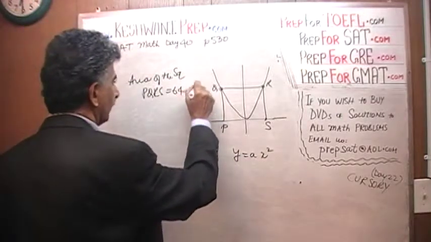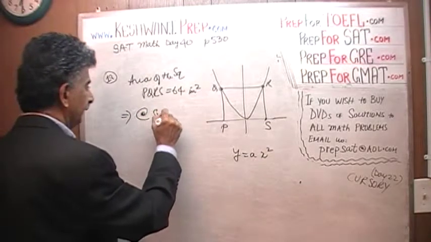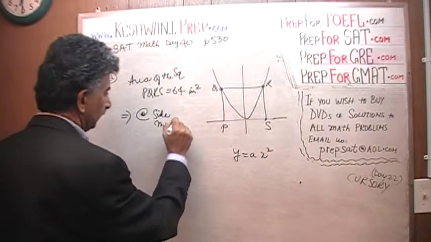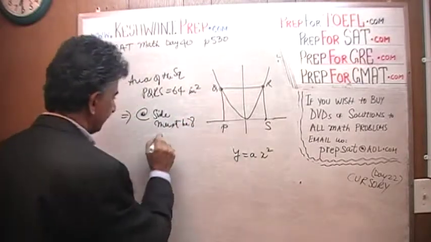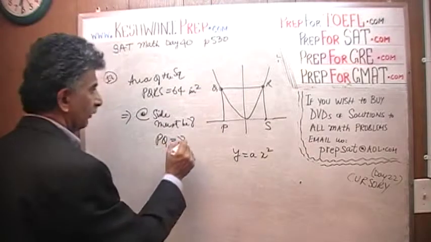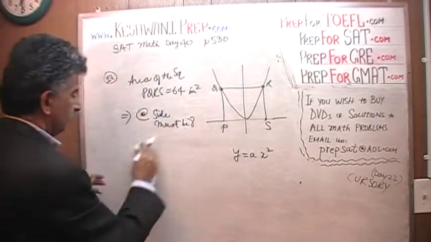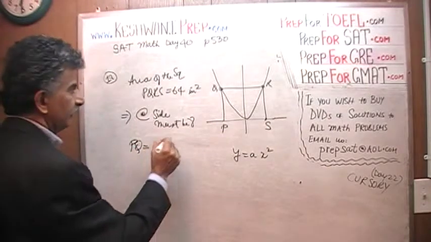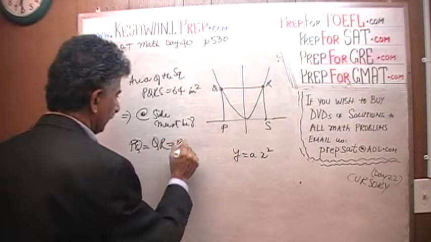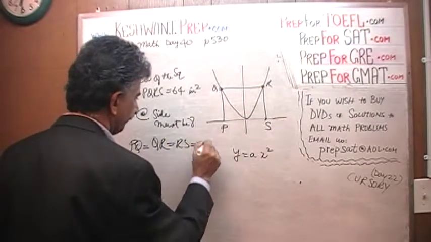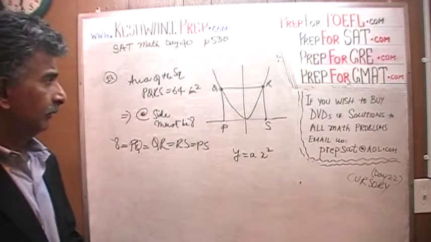If it's 64 square inches, that implies that each side must be 8 inches. So P to Q is 8 inches, so is Q to R, and so is R to S, and so is S to P. They are all 8 inches. Now what does this actually tell us?